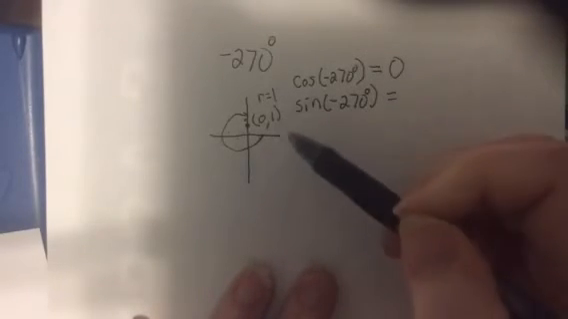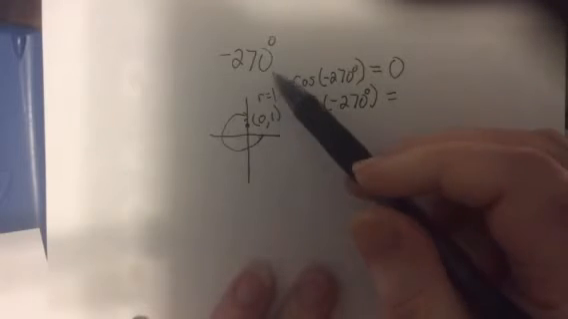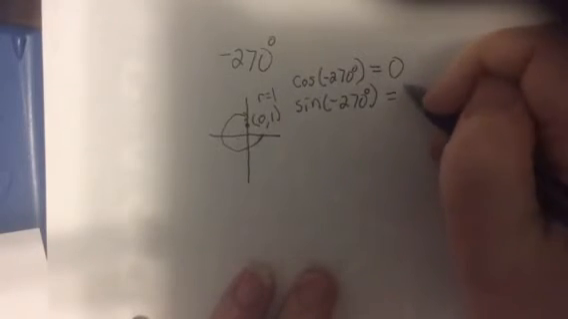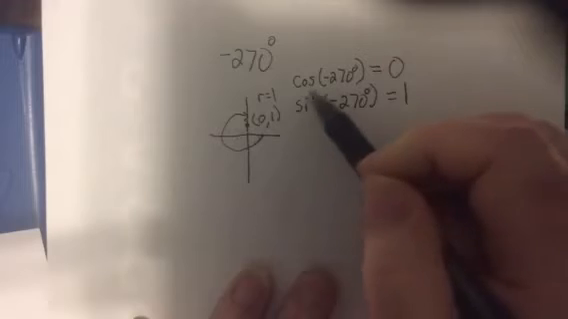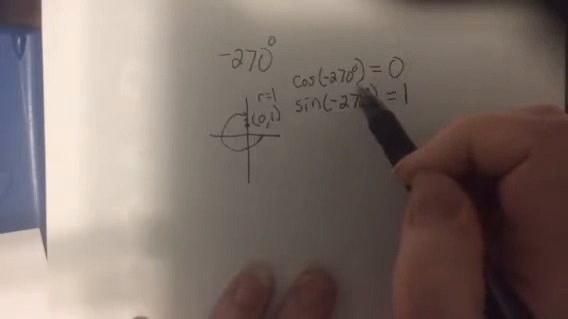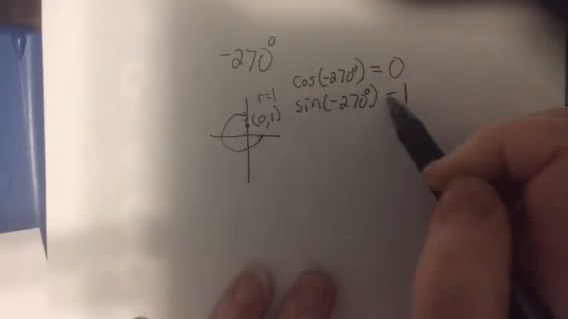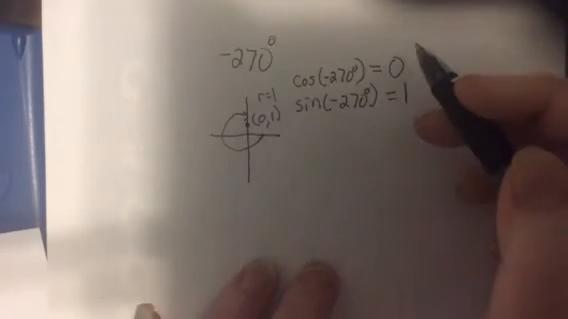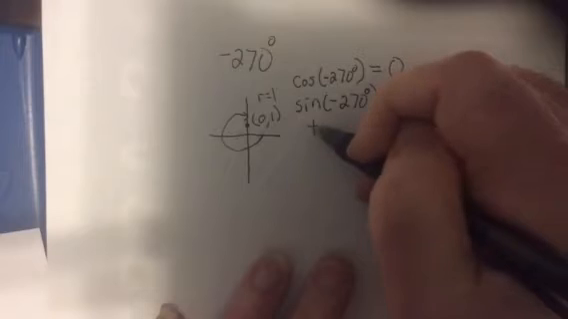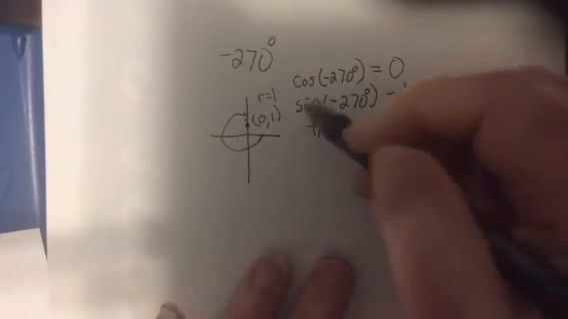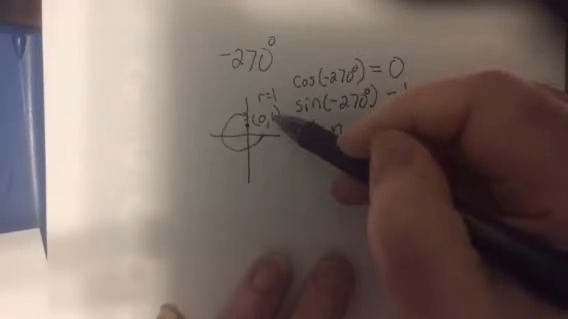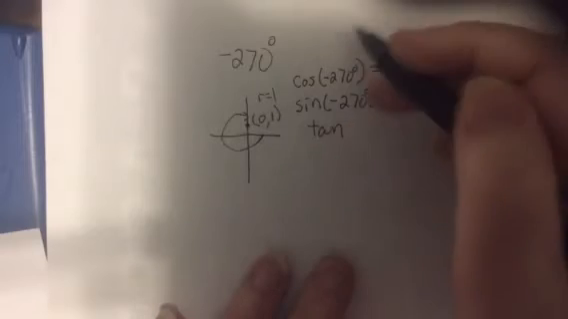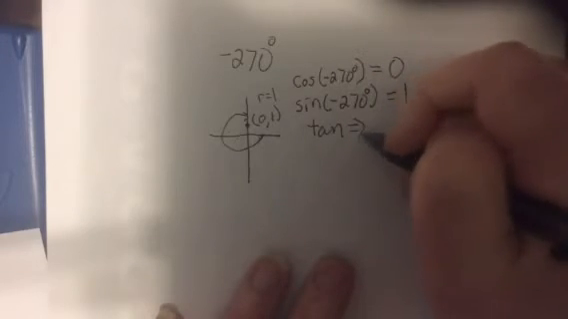So sine is y over r. 1 over 1 is 1. Now, this would be the same as cosine 90 and sine 90, because that's a coterminal angle. And it's quadrantal. So tan is y over x. 1 divided by 0 is undefined.